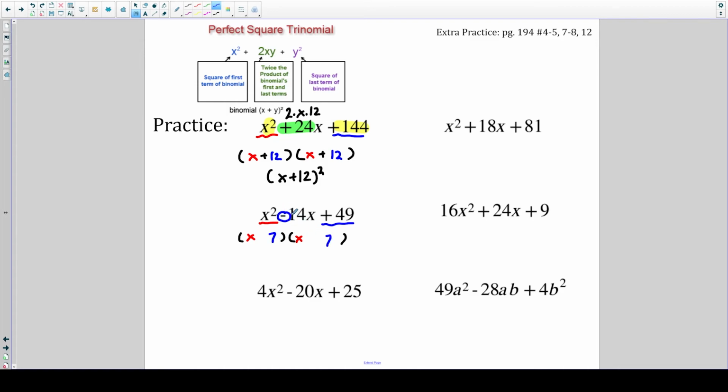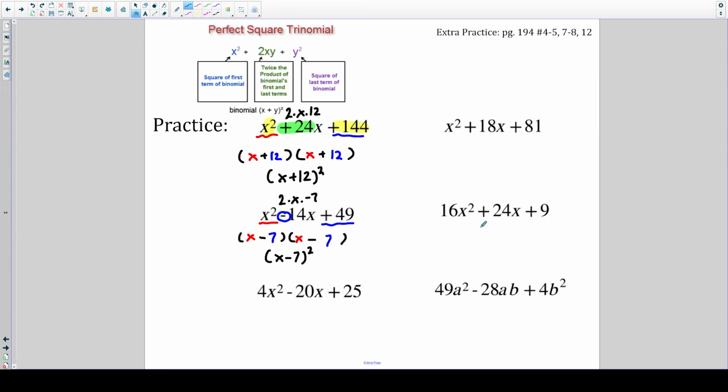And because we have a negative sign here, that means that the sign in both of our factors has to be negative. And we can verify once again, if we take 2 times the square root of x squared, which is x, times the square root of 49, which is 7, but since it's a negative 14, we want a negative 7. If 2 times x times negative 7 gives us negative 14x, then we've done it. We have found that this is a perfect square trinomial, and we can simply factor it as x minus 7 squared.